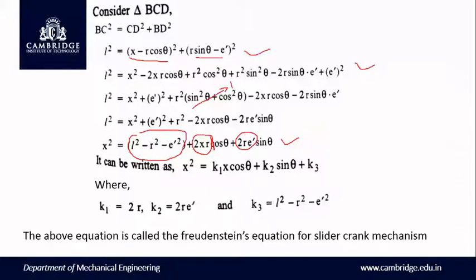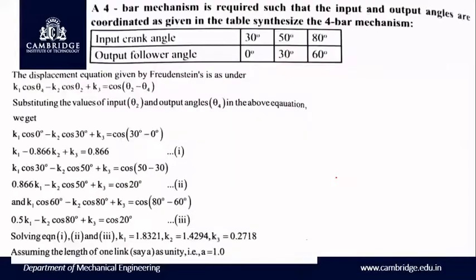So if you consider that, let us take k1 as 2r, k2 as 2r e dash, and k3 as l square minus r square minus e dash square. Then the above equation is called the Freudenstein equation for the slider crank mechanism. Let us take some example problems.